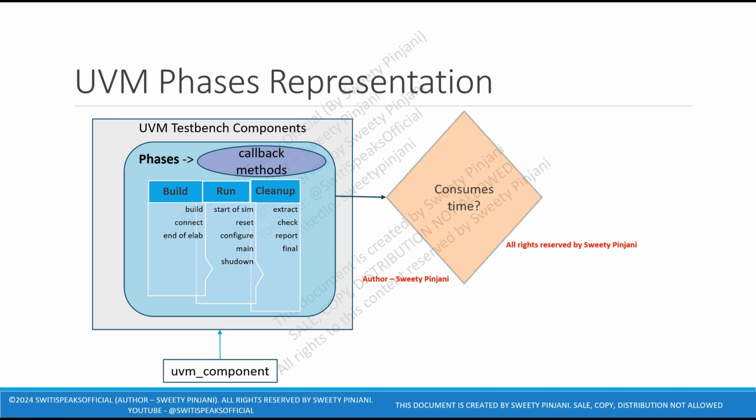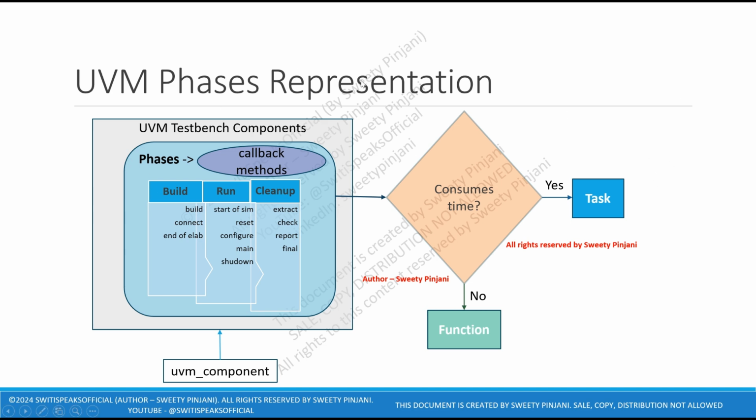Now, depending on whether it consumes time or not, if any of the phases is consuming time, it is implemented as task. For example, run. Inside this run, there are these phases, except that there is also a phase which itself is named run. That is a task because it consumes time. If it doesn't consume time, then we implement it as function.